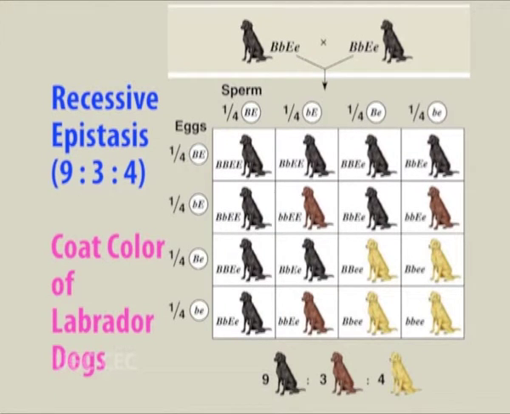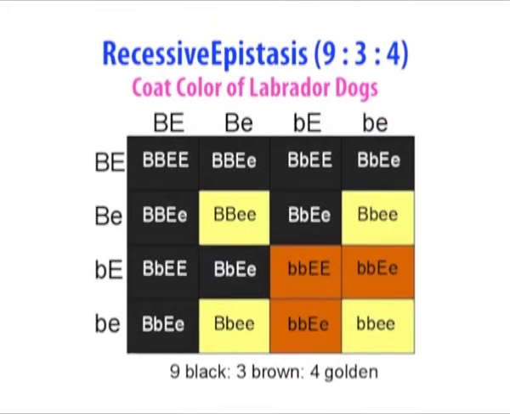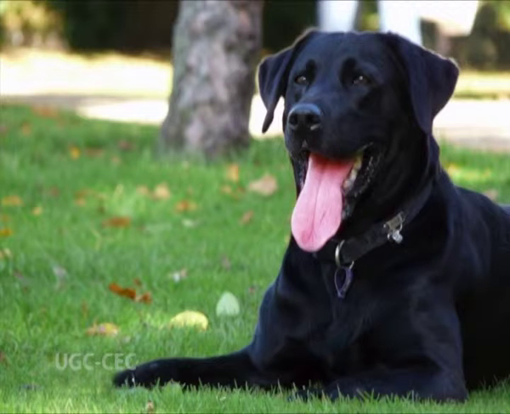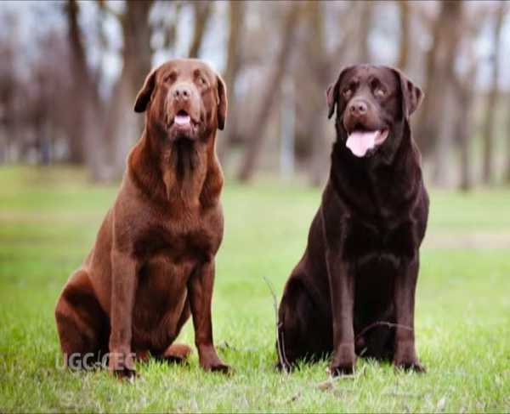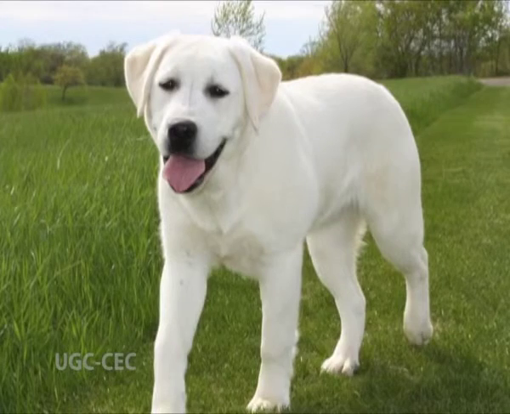When these F1 generation dogs were self crossed, 9 black, 3 brown and 4 golden Labradors were produced in the F2 generation. Pigment production (B) and subsequent incorporation (E) into the hair shafts are controlled by two separate genes. Black color is produced when both the genes function. Mutation in B leads to brown coat and mutation in E leads to absence of pigment.